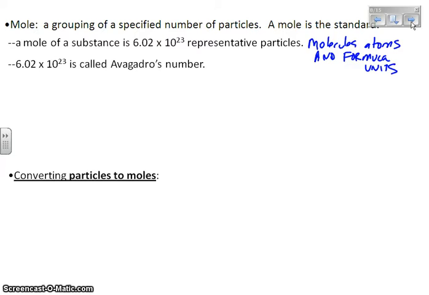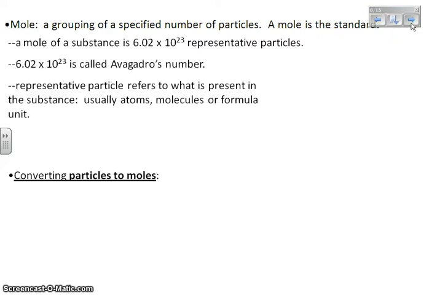There's the same amount of particles in 1 mole of silver. There's the same amount of particles in 1 mole of hydrogen. There are the same amount of particles in 1 mole of helium. 1 mole of any substance will equal 6.02 times 10 to the 23rd power. You will need to memorize that number.